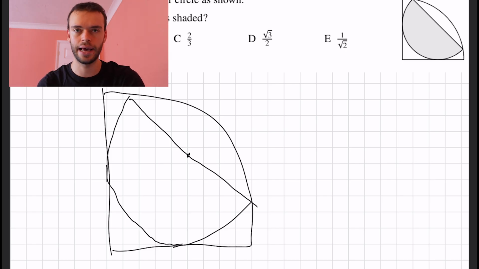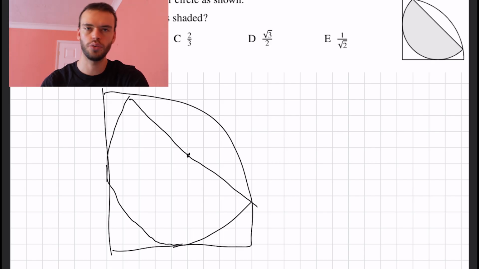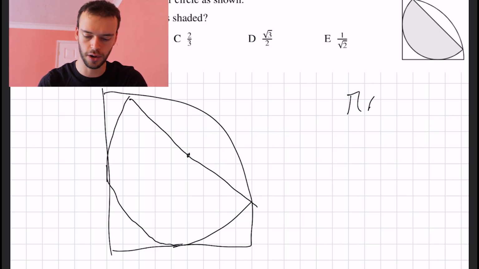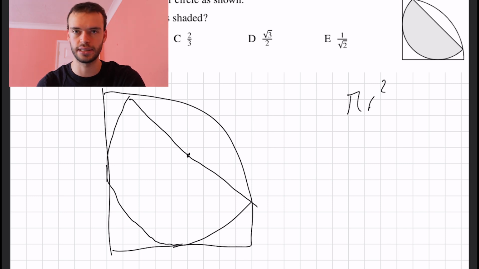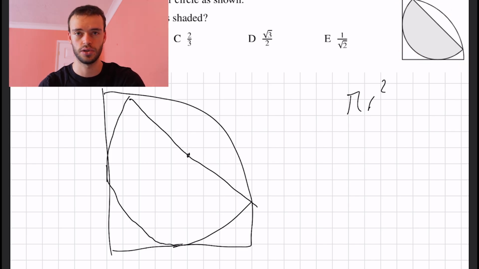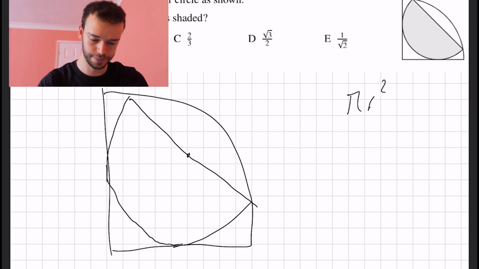Now we want to try and label this diagram as much as possible. If we were to try and find the area of this shape, what information would we need? Well, we know the formula for the area of a circle is pi r squared. So we're interested in the radius of our shapes. Note that we have a smaller circle for the semicircle and a large circle for the quarter circle. So we're going to have two different radii.